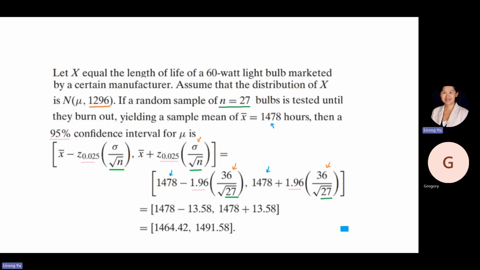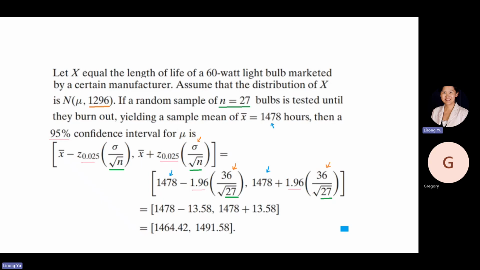To resolve this question, we need x bar. In this question, it is already mentioned that the mean is 1,478. So that's x bar. The standard deviation is also given. The variance is 1296. With the variance, you take the square root of 1,296, and we get 36 as the standard deviation. The sample size is 27, so take the root of 27. That leads to the final calculation. The rest of the answers are already on the page. Do you have any questions?